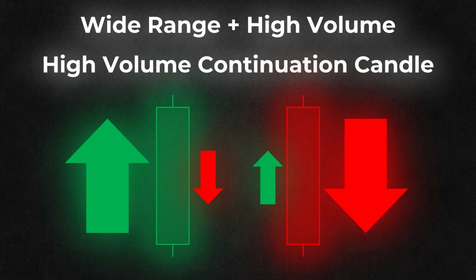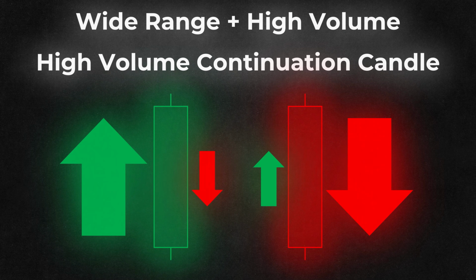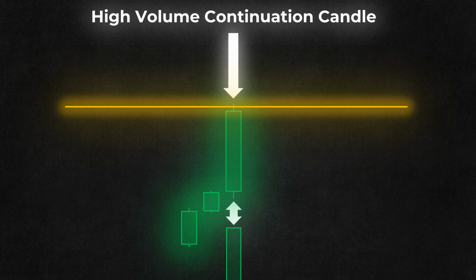In other words, as the name clearly suggests, the high volume continuation candle implies that there is going to be a continuation in the direction of the candle. Let's observe a hypothetical situation of the high volume continuation candle. In this illustration, we see a high volume wide range candle approaching a resistance level. The first thing that comes to mind for any trader is whether this resistance will hold price. A high volume wide range candle, also known as the high volume continuation candle, implies that price will continue going in the direction of the candle.